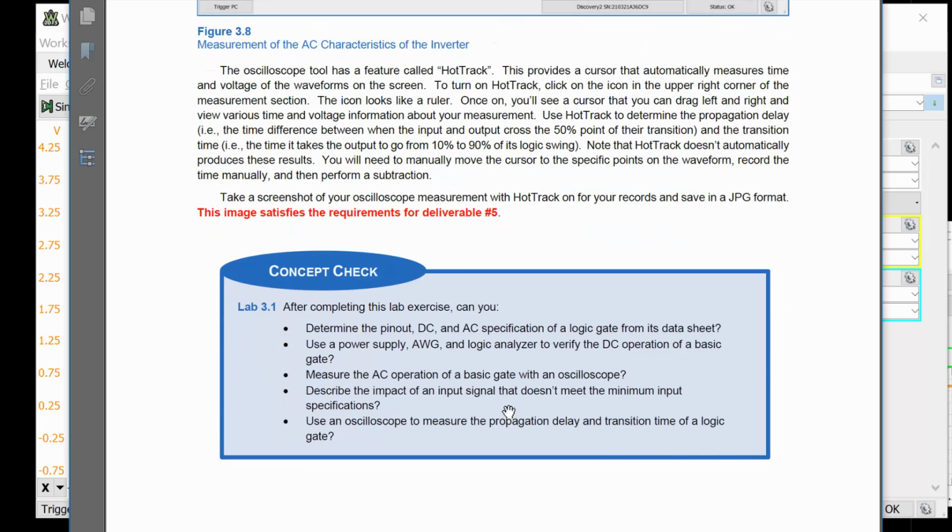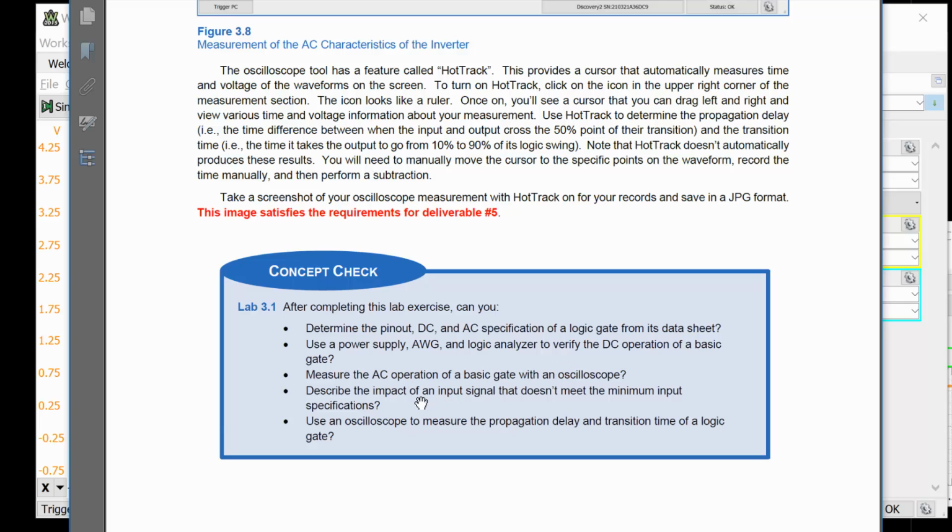So you've done it. If you think about this lab, ask yourself if you can do the following. Can you look at the data sheet and determine the pinout and the DC and AC specifications for a logic gate? And do you have the ability now to use the power supply output of the analog waveform generator? And can you use that to verify the logic operation of a basic gate by driving in an input using the arbitrary waveform generator and observing the output using a logic analyzer? Can you also measure the AC or the analog behavior of a basic gate with an oscilloscope?